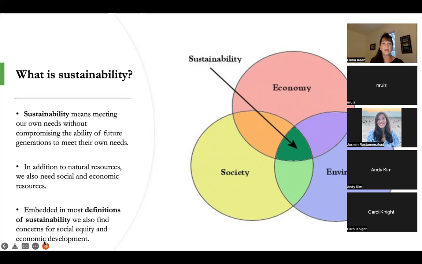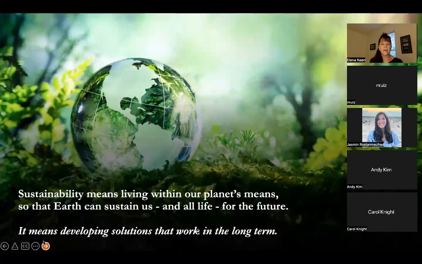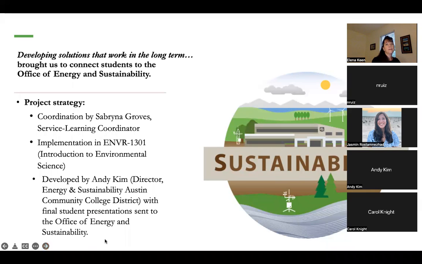So with all of this in mind and having that as a central theme in my class, it was a perfect match with the Office of Energy and Sustainability. It means living within our planet's means so that Earth can sustain us and all of life for the future. Sustainability means developing solutions that work in the long term. With that being said, developing solutions that work in the long term brought us to connecting students to the Office of Energy and Sustainability.